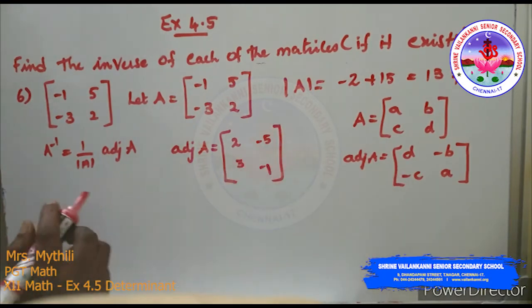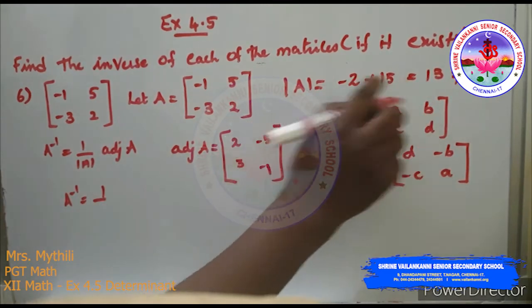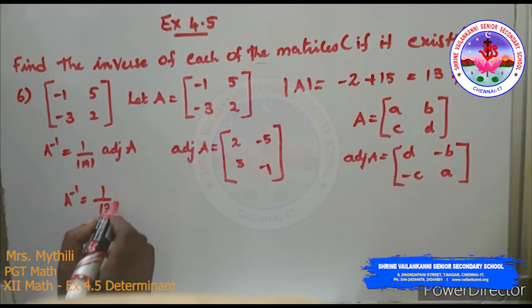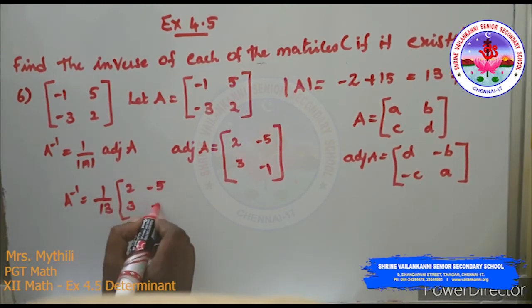Both are same. So then A inverse equal to 1 by determinant of A, which is 13. Adjoint of A is 2, minus 5, 3, minus 1.